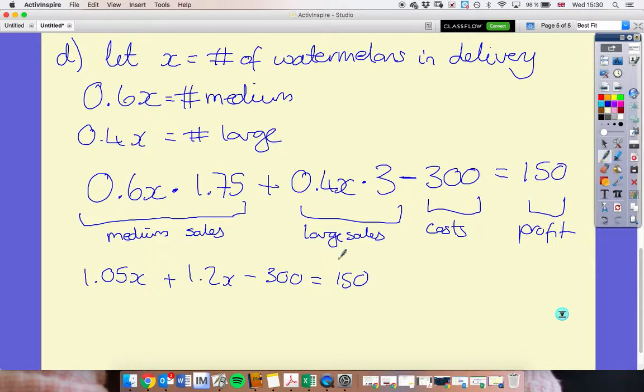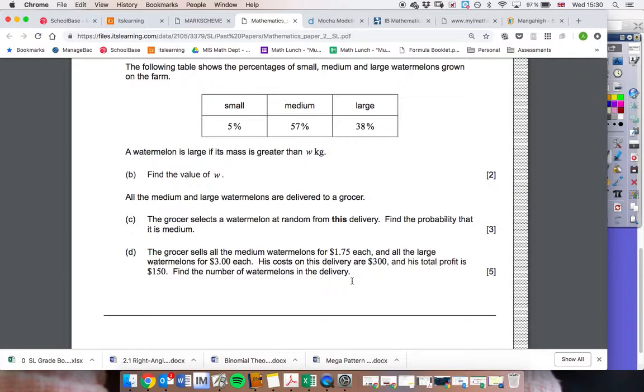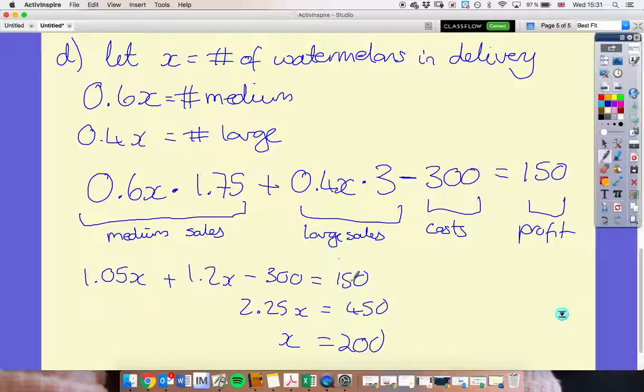And then we're going to solve this. 2.25x equals 450. So x is 200. Let's just check the question. We are asked to find the number of watermelons in his delivery. That is 200 watermelons.